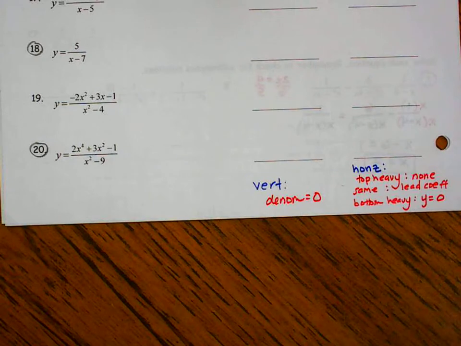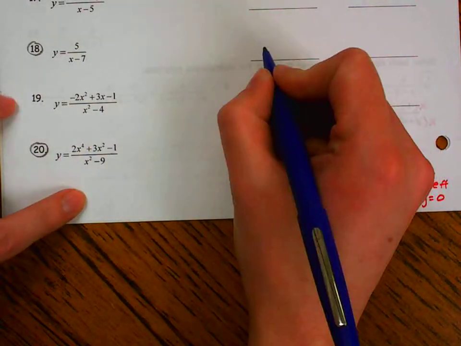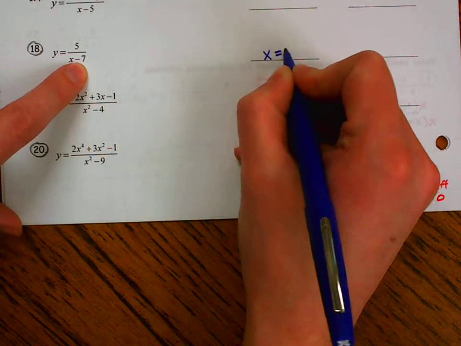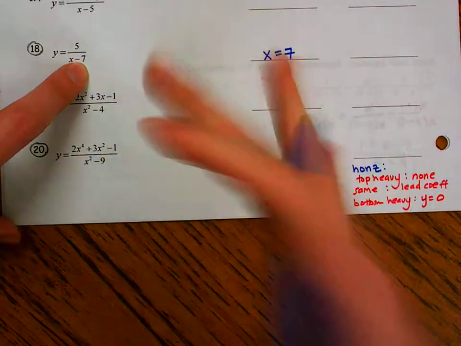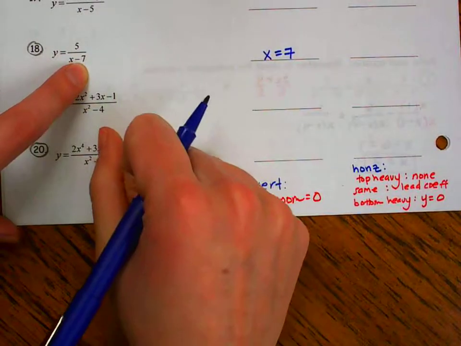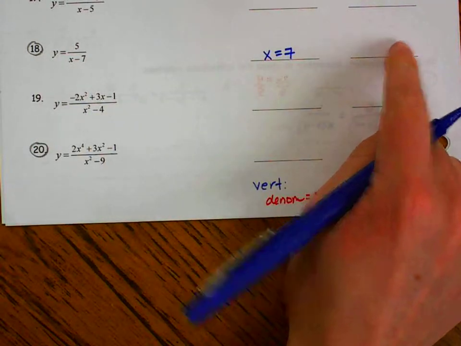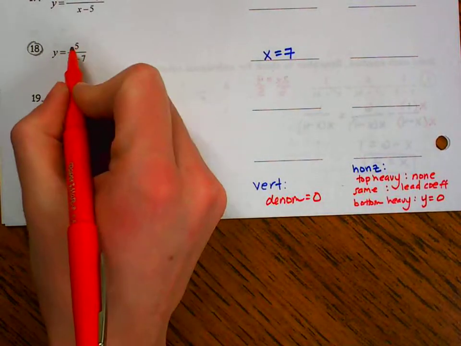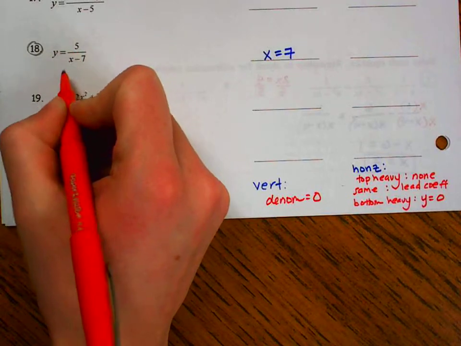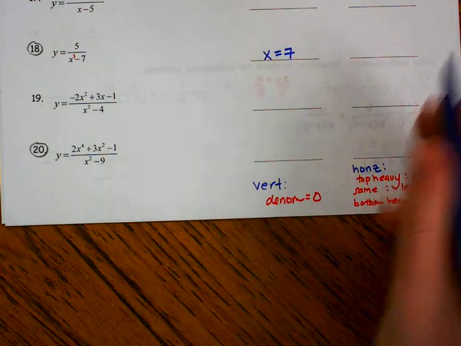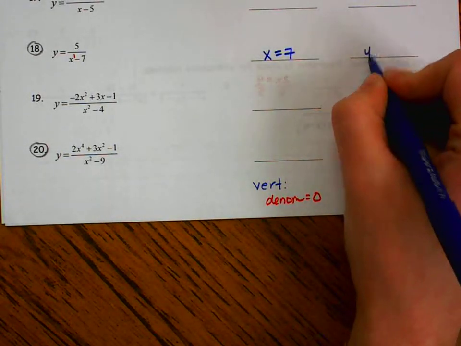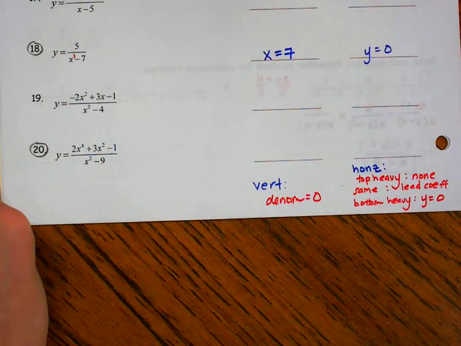So let's see if we can do number 18. For the vertical, I'm figuring out where the denominator is equal to 0. Well, the denominator is equal to 0 at 7. An asymptote is a line, so I need it to be like x equals for vertical or y equals for horizontal. For horizontal, let's look at the degree. Well, the degree of the top is 0. There's no x terms. The degree of the denominator is 1, which means it's bottom heavy. So if I look at my rules, that means that my horizontal asymptote is y equals 0.